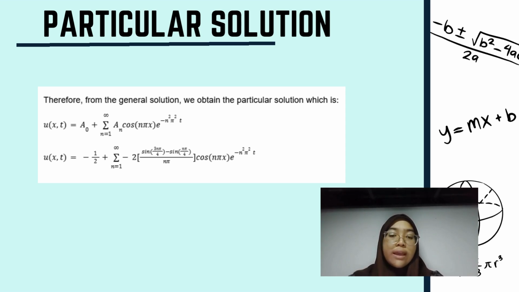Therefore, finally, we can obtain the particular solution from the general solution that we had found. The particular solution for our problem is u(x,t) equal to -1 over 2 plus summation of n equal to 1 to infinity of minus 2 times sine 3 n pi over 4 minus sine n pi over 4, over n pi, cos n pi x, exponential the power of -n squared pi squared t.